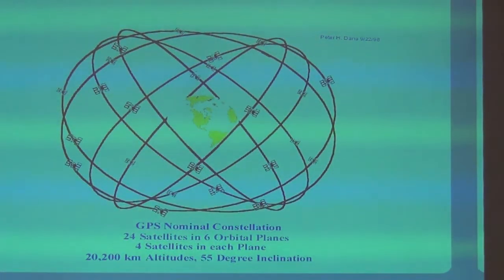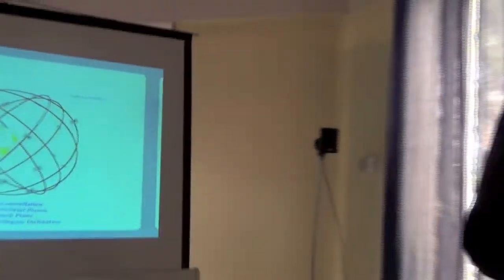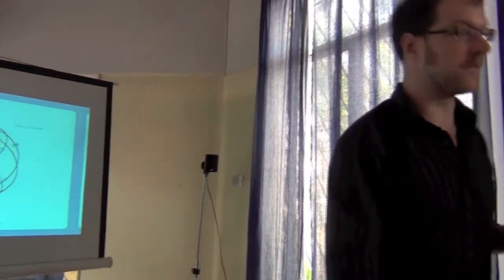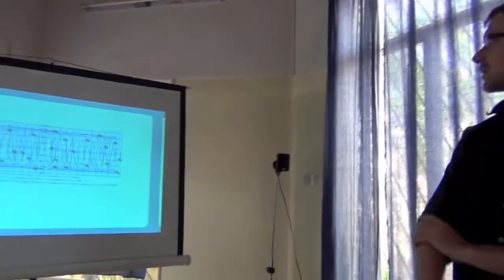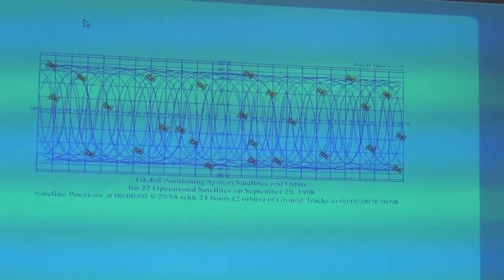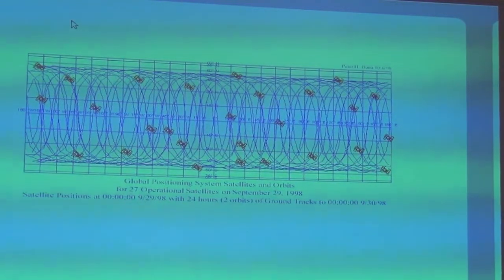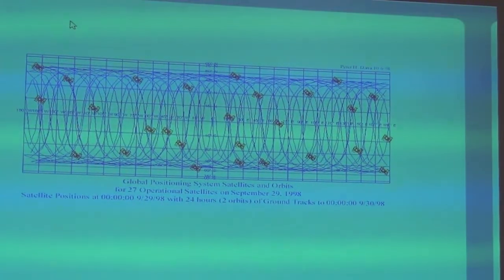The reason for this arrangement of having these satellites crisscrossing the surface of the planet is that it means at any given time there are at least three of them visible overhead from anywhere on the Earth. This is what it looks like on the ground, of course. In addition to the 24 satellites, in 1998 there were 27 operational satellites. Now I think there's slightly more than that, but most of them are spares.